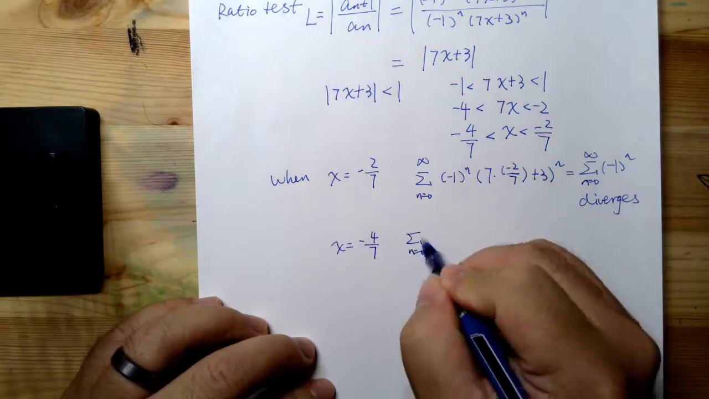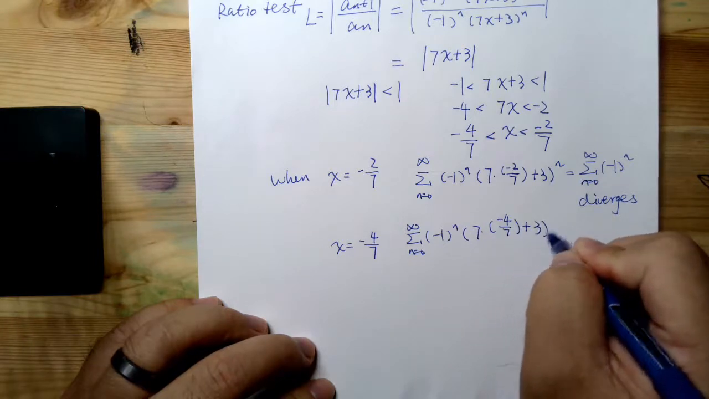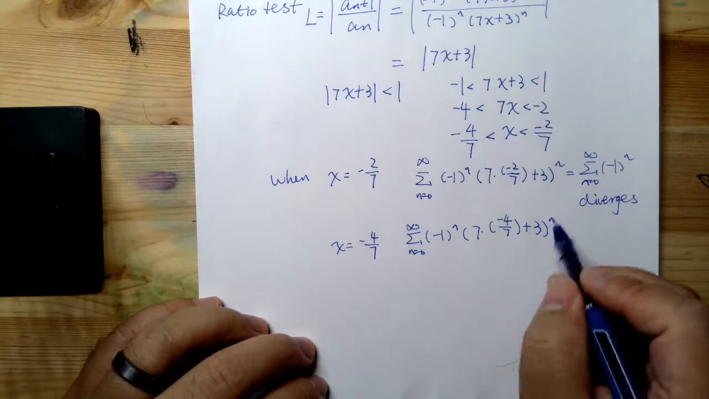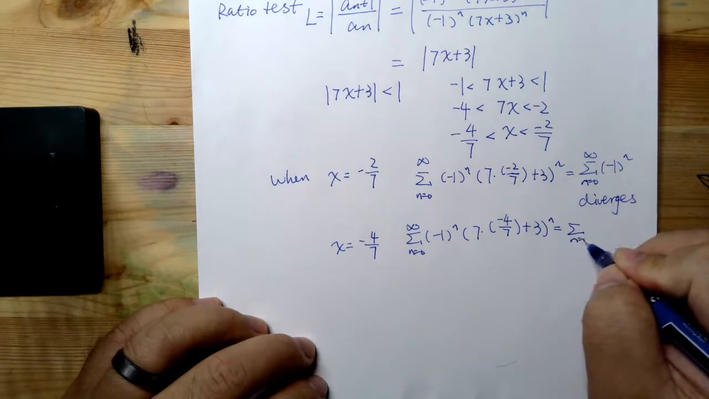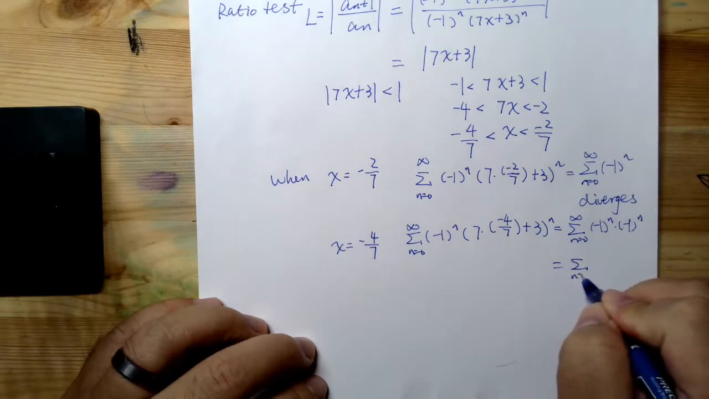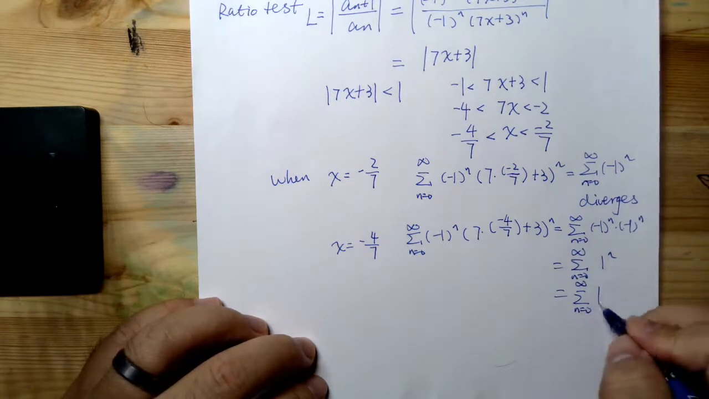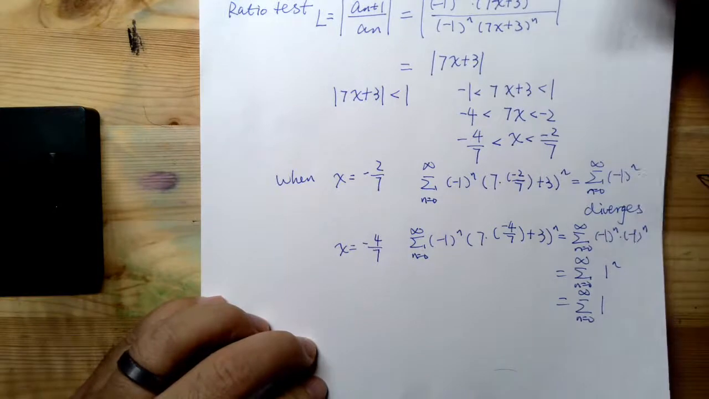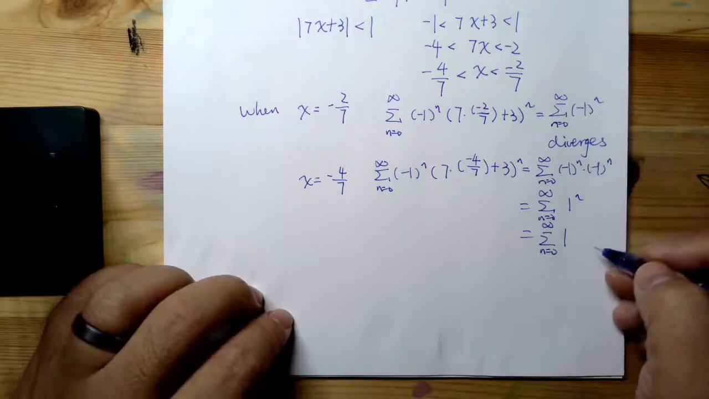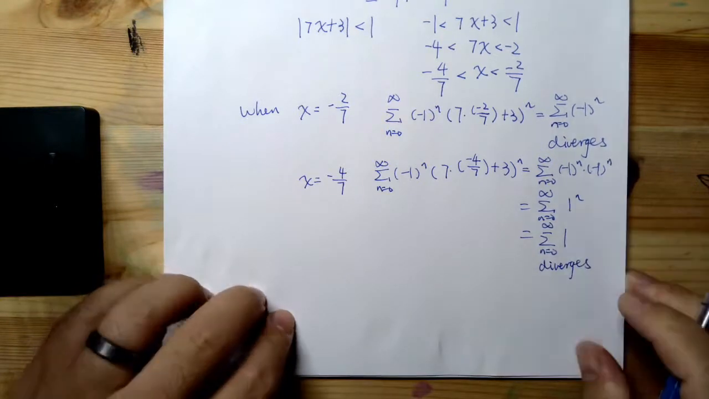And then we can test the other endpoint, which is x equals -4/7. So plug in, we're going to have (7 times (-4/7) + 3)^n. Keep in mind, after simplification, this part is going to be (-1)^n. Okay, so we have (-1)^n times (-1)^n. Turns out this is going to be 1^n, which also can be written as 1, right? So you have 1 plus 1 plus 1, infinitely many ones added together. Based on the nth term test, we can also claim that at this endpoint, it also diverges.